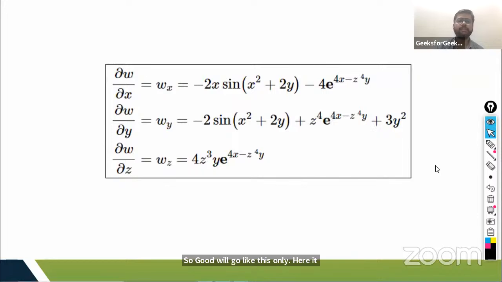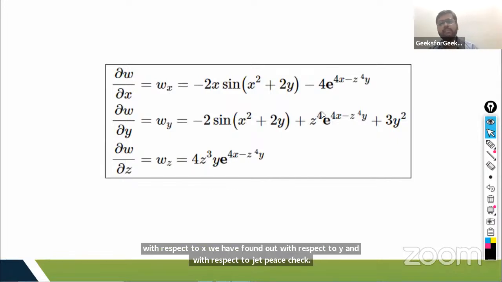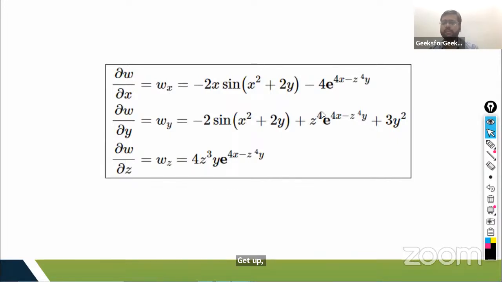Here is the answer for del y, x, y, and z. So you go with the entire thing. With respect to x we have found out. With respect to y and with respect to z, please check. Either take a snap and cross verify, or you just do the practice. And if you are not doing the practice now, the whole slide I will provide you as notes. That will be uploaded very soon. So you will have this whole question as well as the whole answer. So don't worry about it.